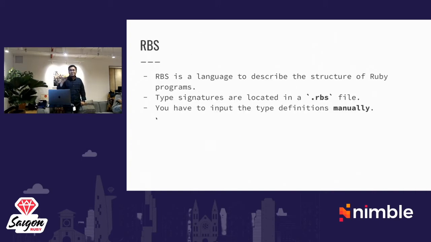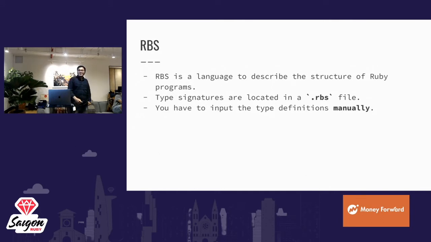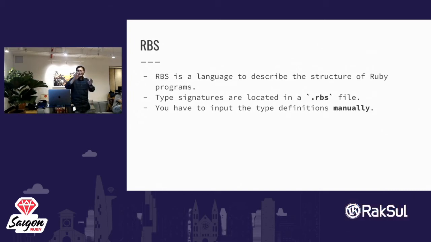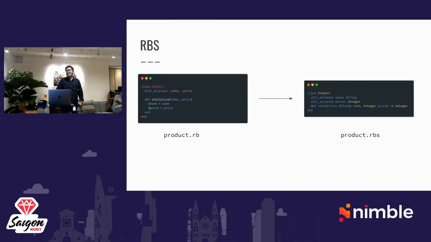To do so, Ruby introduced RBS. So what is RBS? RBS is a language to describe the structure of a Ruby program. RBS contains a lot of type signatures and is stored in a dedicated RBS file, and you have to create the file manually. So let's look at the example we have.